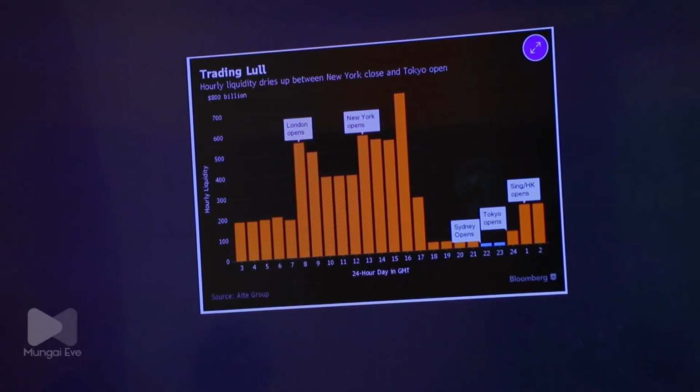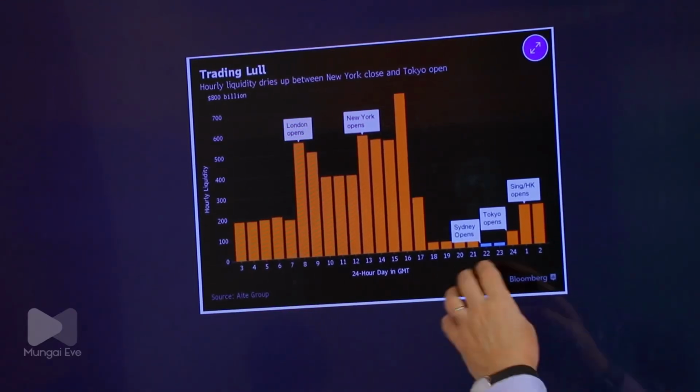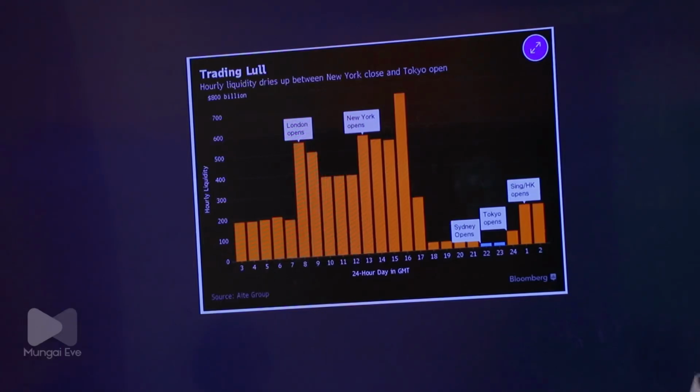Everything's really, really quiet, and so things don't happen. When mistakes are made, they tend to be made when there's not much liquidity in the market and somebody makes a mistake and it causes a spike. So quite often when you see spikes in the market, that happens in this sort of session. And then it starts to pick up again as Asia opens up.